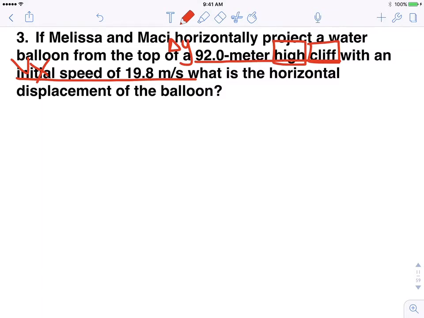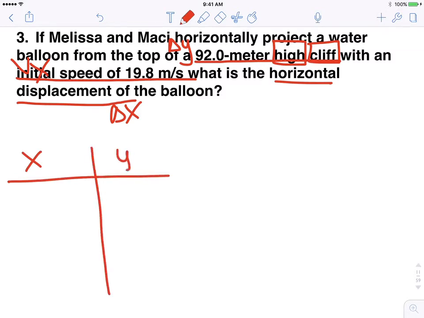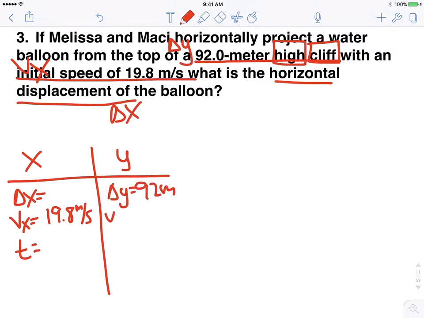So it's asking us to solve for horizontal displacement. Horizontal displacement is delta x. So we have x, we have our y, we have delta x, which we're solving for. We have velocity in x, which is 19.8 meters per second. And then we're solving for time probably because we don't have it. Delta y is equal to 92 meters. Velocity in the y, g, 9.8, well, negative 9.8. And then t.